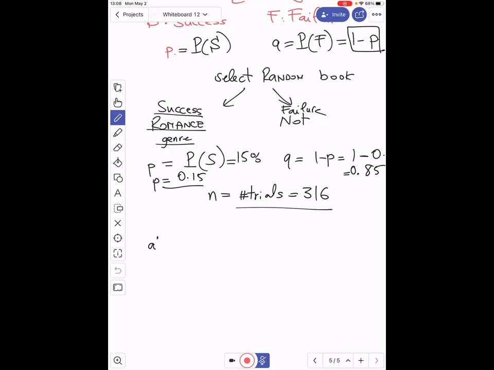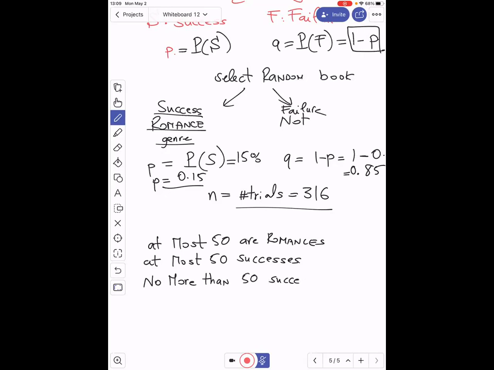So at most 50 are romances. That's the same thing as saying at most 50 successes, because a success is when a book is of romance genre. At most means no more than, right? The maximum number is 50. No more than 50 successes. All right, the maximum number is 50.